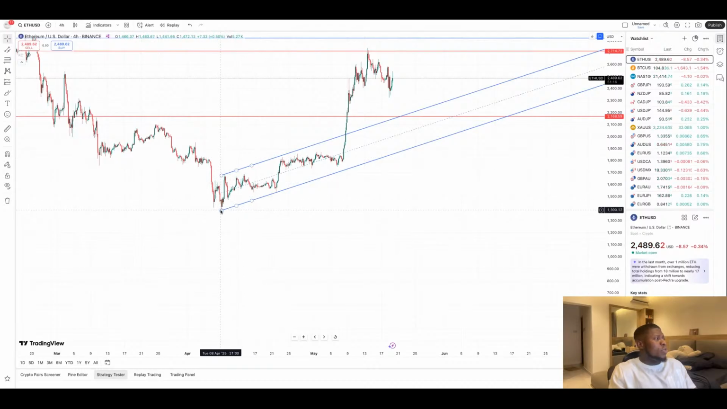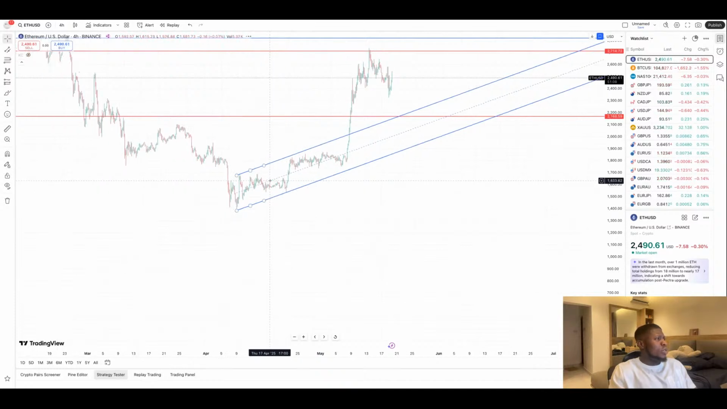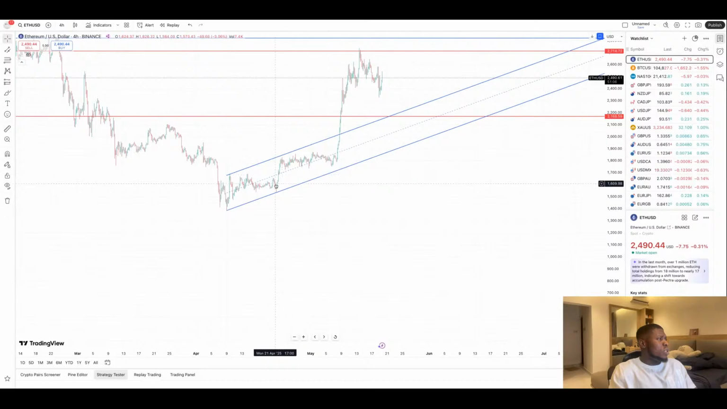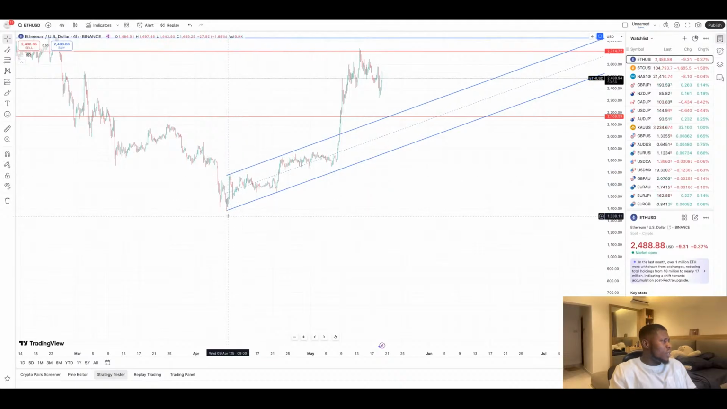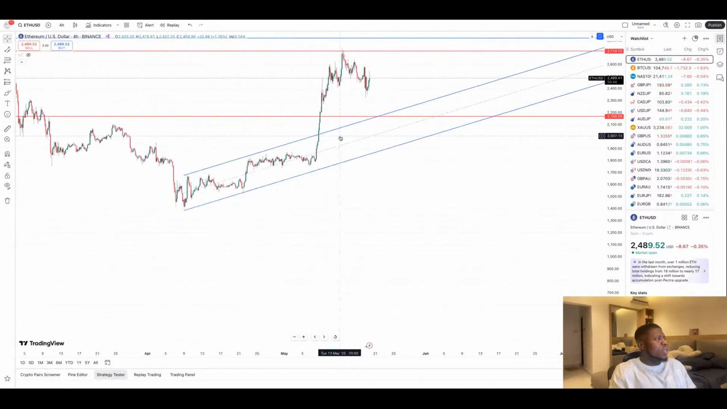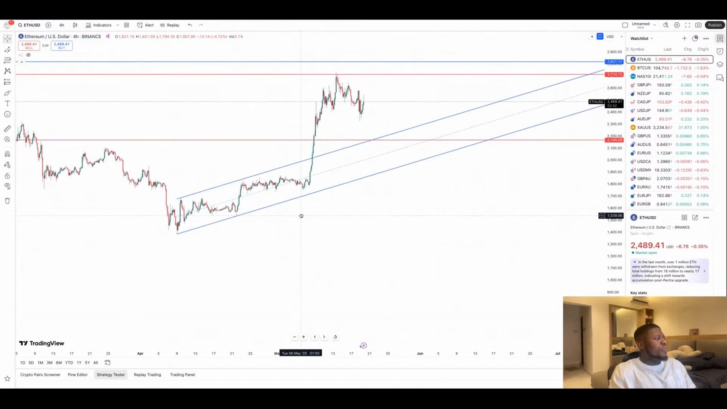So this price moved this way here and touched this way. So I need my trend to give me a good touch on both sides. Okay, so this is the first touch, second touch, another touch, and another touch. So this is my trend.